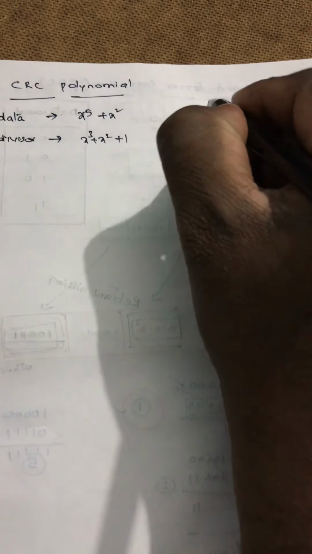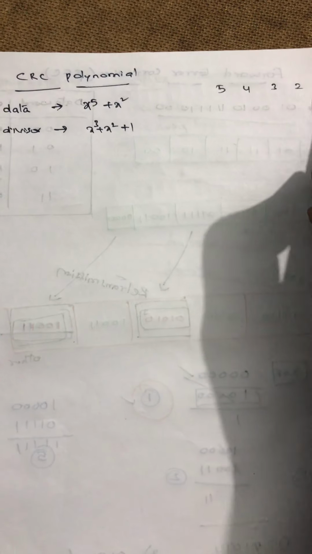Now let's see, if it is x power 5 plus x square, then how to do it. See, I have power 5, power 4, power 3, power 2, power 1, power 0. When I say power 5 is available, I'll go with 1. 4 is not there, I'll go with 0. 3 is not there, I'll go with 0. 2 is there, right? Yeah, I'll go with 1. 1 is not there and 0 is not there. So assume that this is your data.